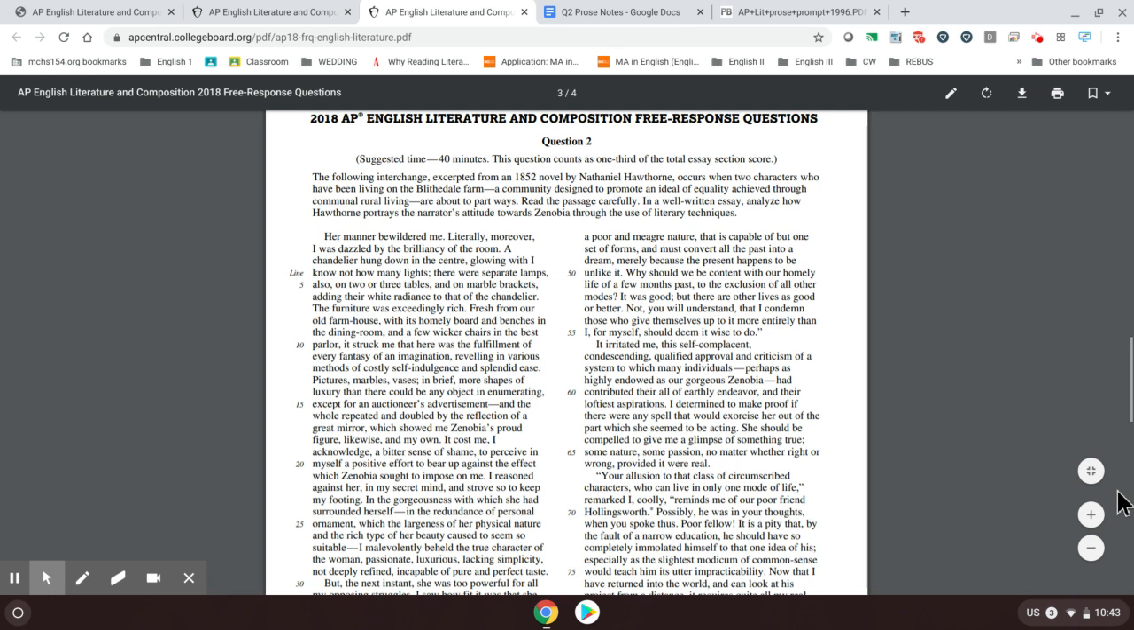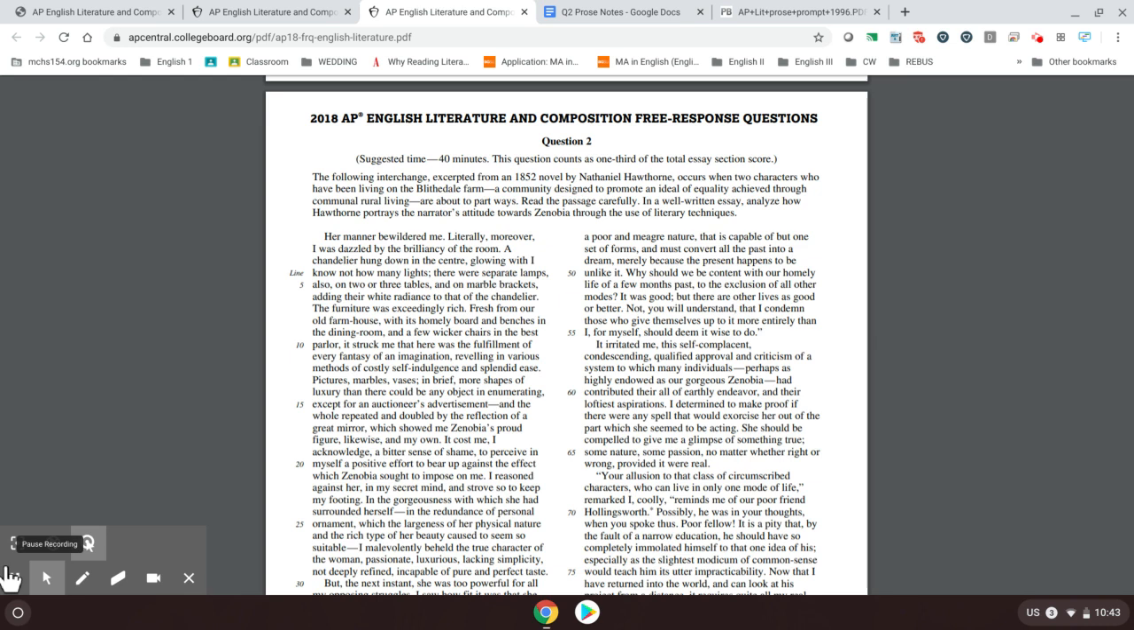Because we have been using the 2018 prompt for question 2, the prose question, I'm going to return to that one for my example. And if you would like to earn a little bit of extra credit and do some test prep, I'm going to leave you with a different year free response question that you can respond to on your own.